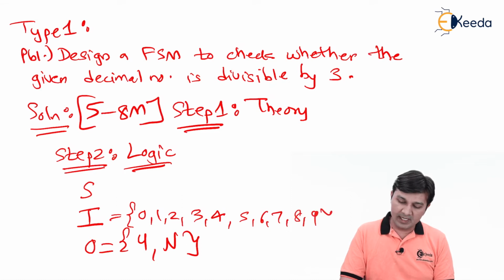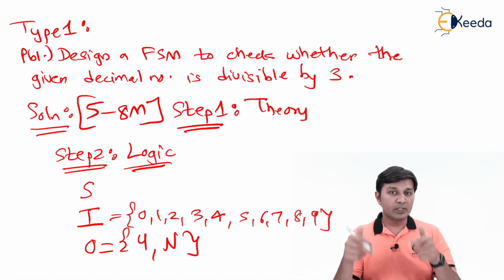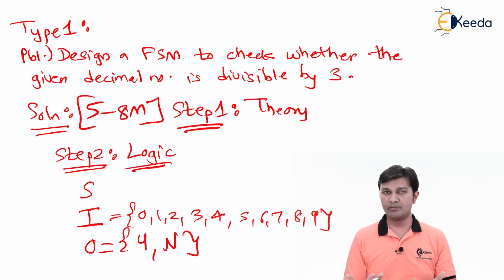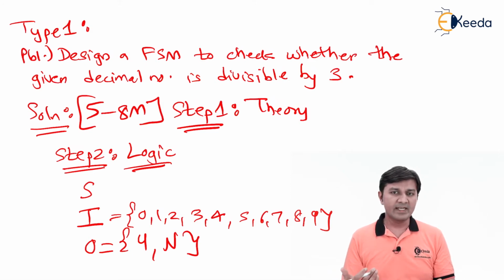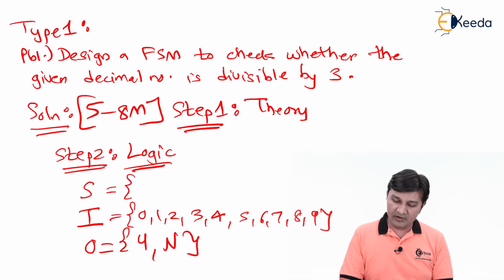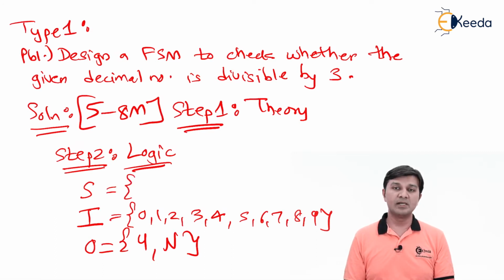6, 7, 8 and 9. Any number you pick up from this particular set and you form a number, that number will be called a decimal number. So that is basically my step number 2. Now you can see there is one more thing which I have left blank over here, which is called the states. At this stage we cannot fill in the number of the states. We will be coming back to this point later.